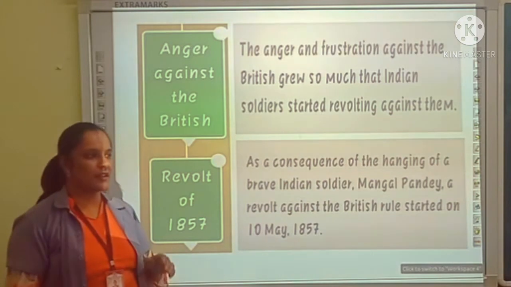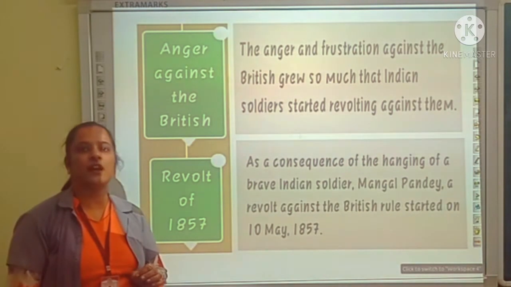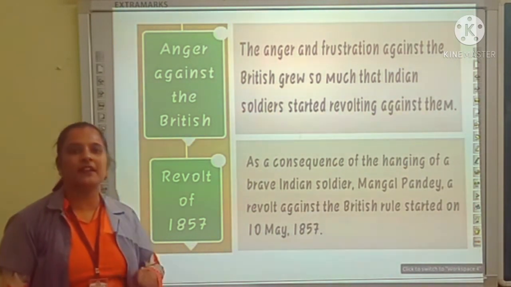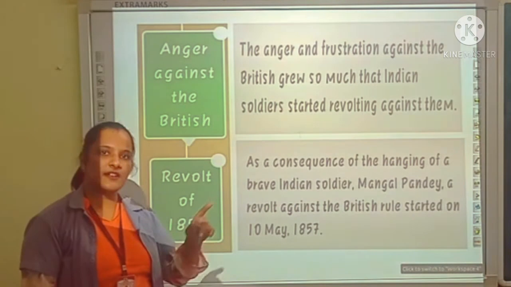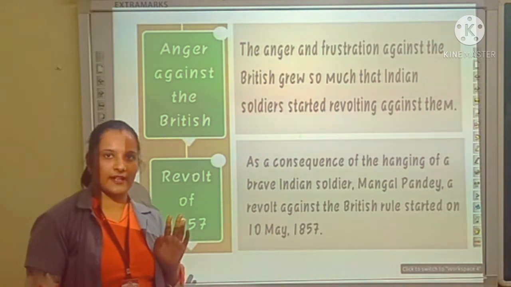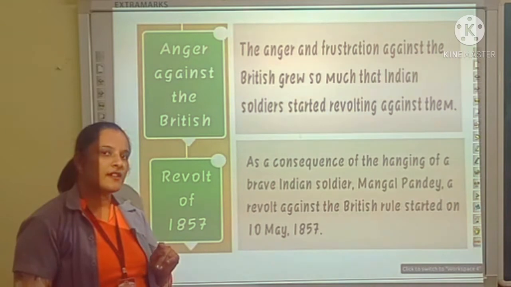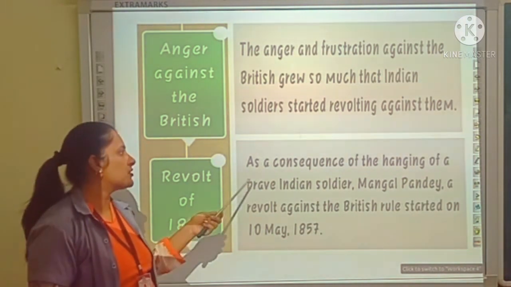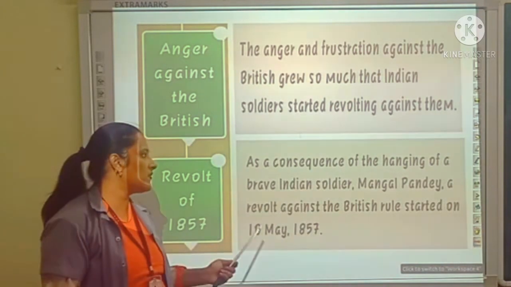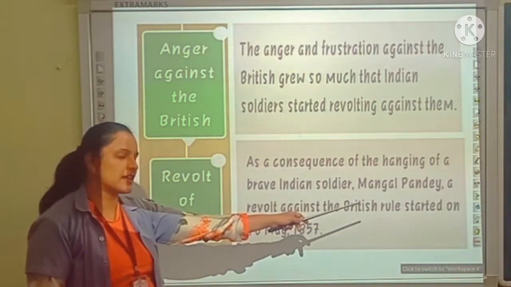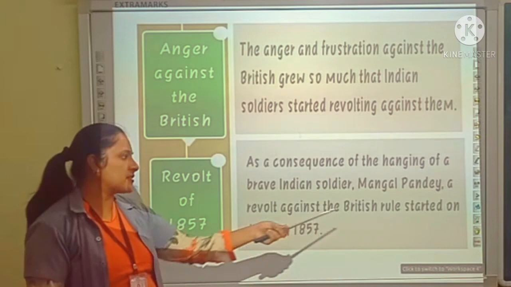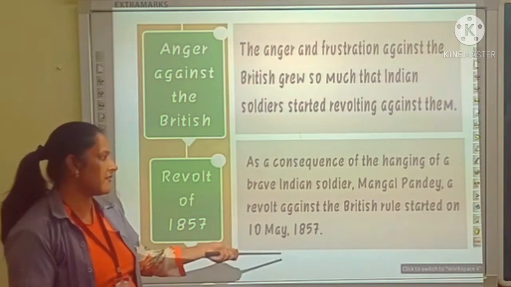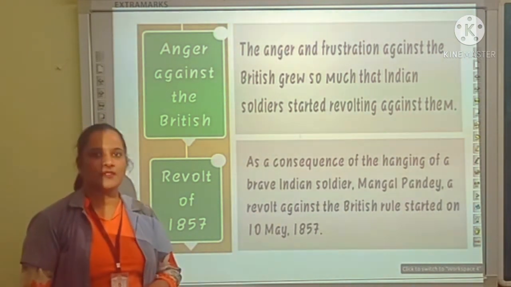And what happened? On 29th March 1857, Mangal Pandey attacked an officer in Calcutta, for which he had to be hanged. As a consequence of the hanging of a brave Indian soldier like Mangal Pandey, a revolt against the British rule started on 10th May 1857.